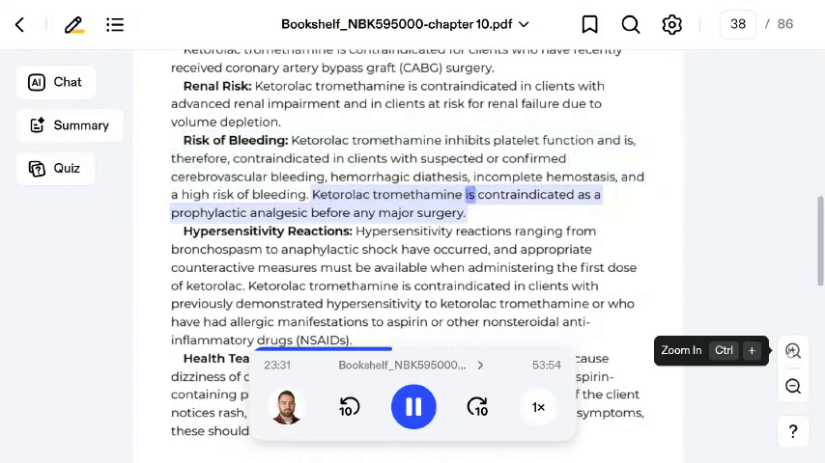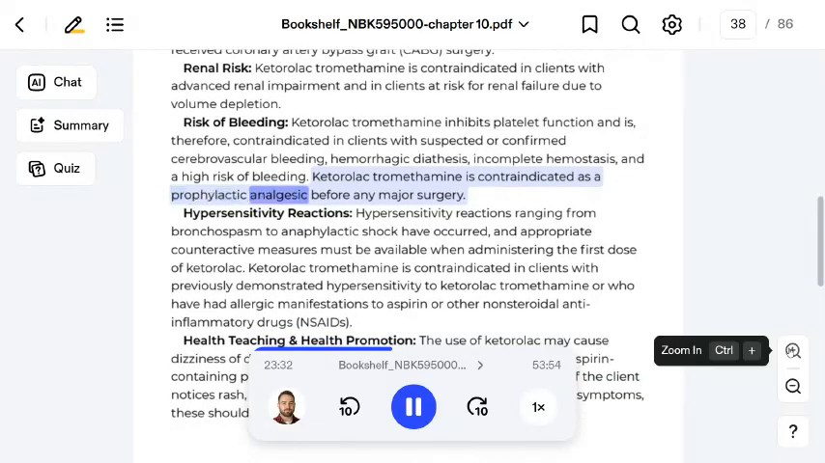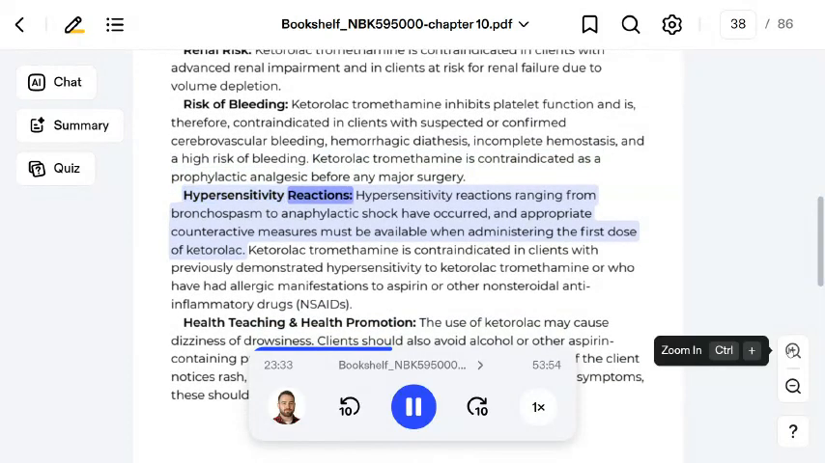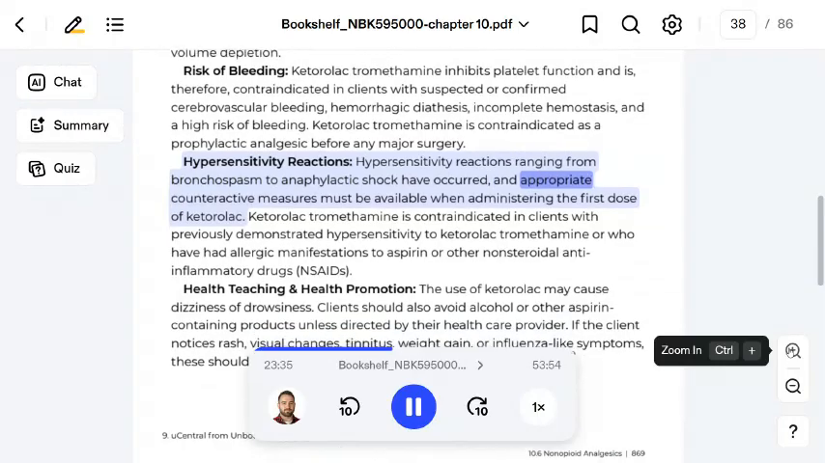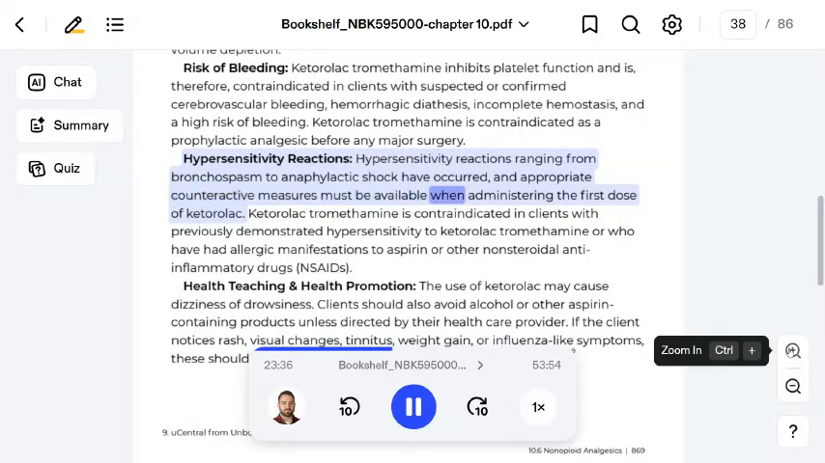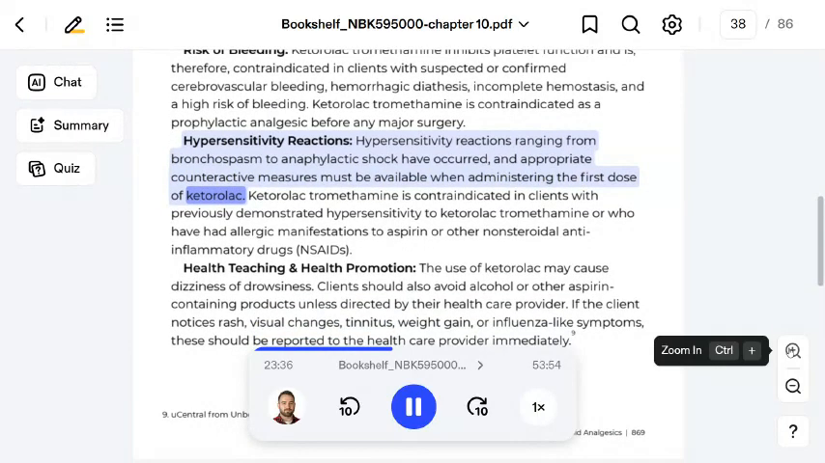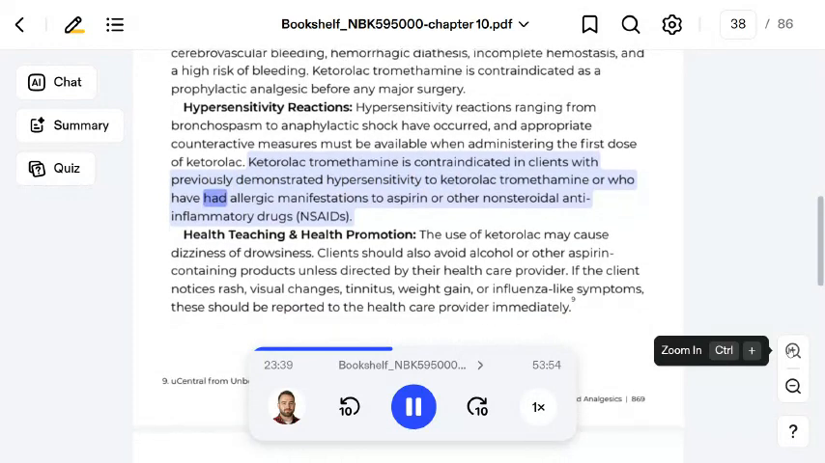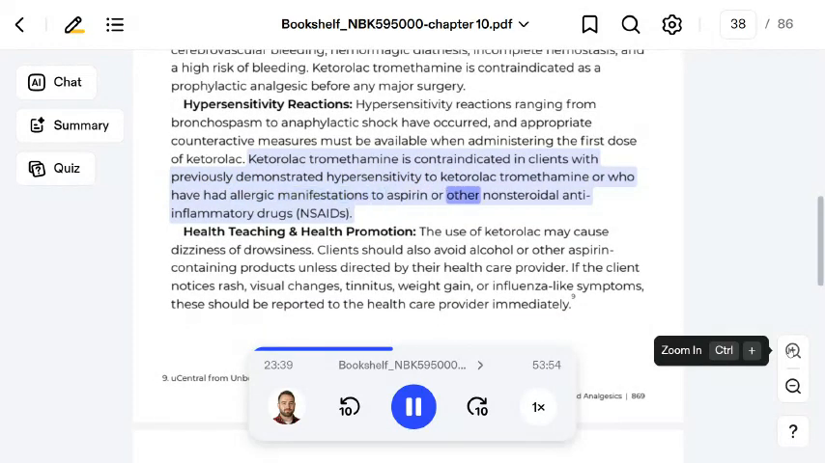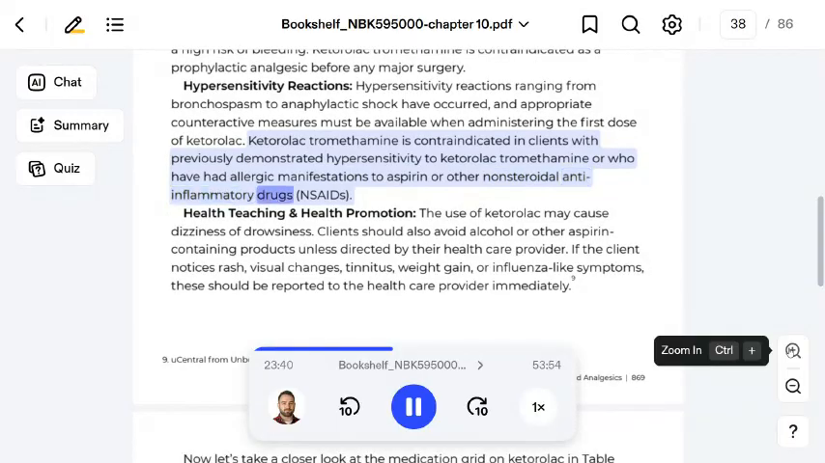Ketorolac tromethamine is contraindicated as a prophylactic analgesic before any major surgery. Hypersensitivity reactions: hypersensitivity reactions ranging from bronchospasm to anaphylactic shock have occurred, and appropriate counteractive measures must be available when administering the first dose of ketorolac. Ketorolac tromethamine is contraindicated in clients with previously demonstrated hypersensitivity to ketorolac tromethamine or who have had allergic manifestations to aspirin or other non-steroidal anti-inflammatory drugs.